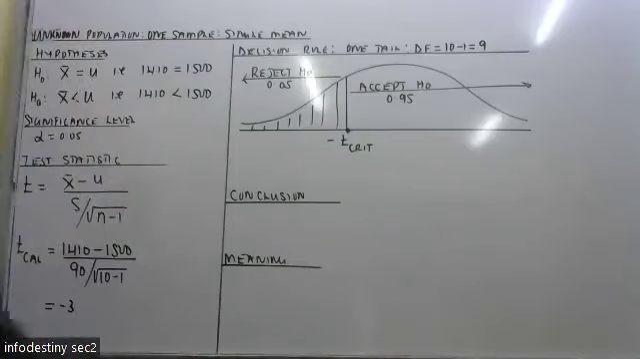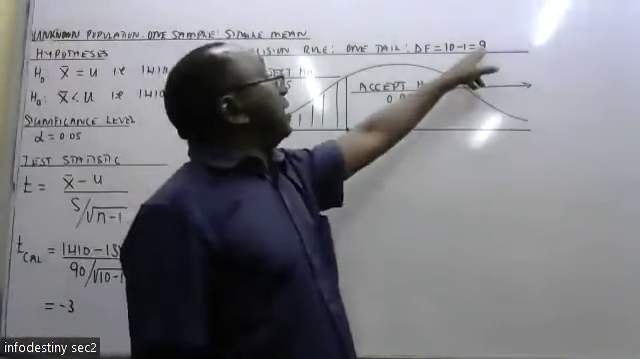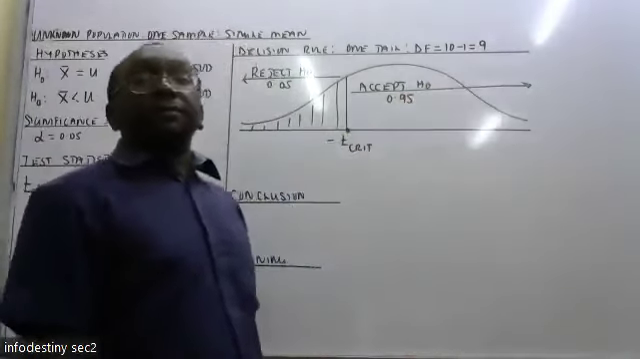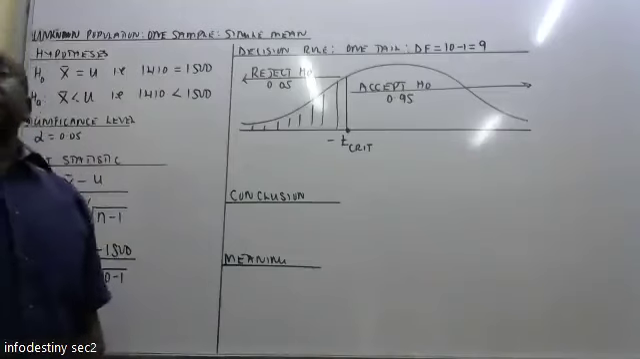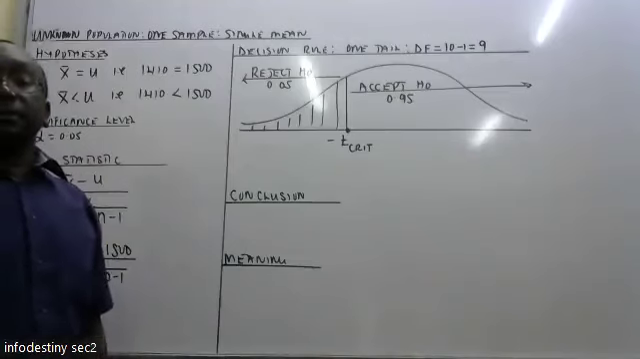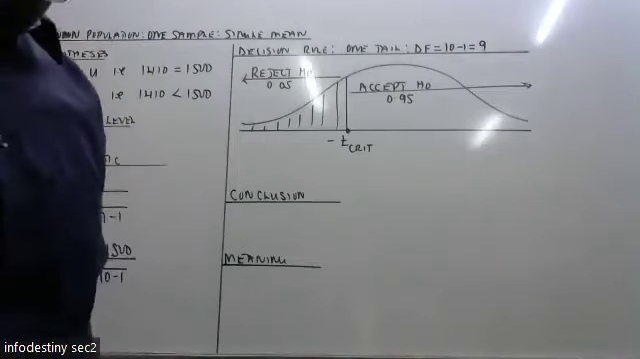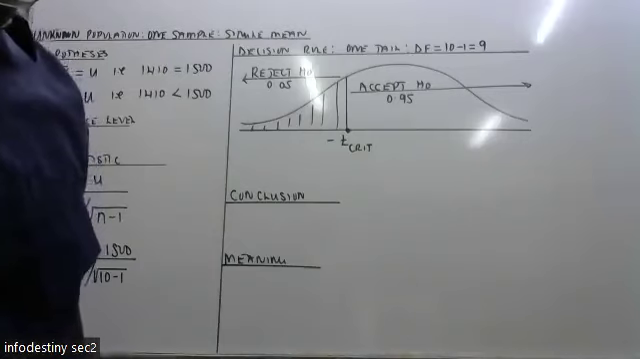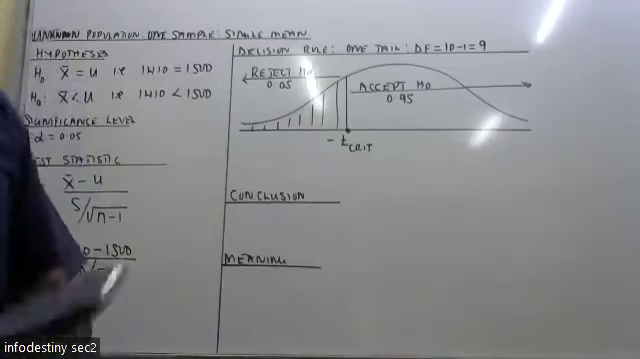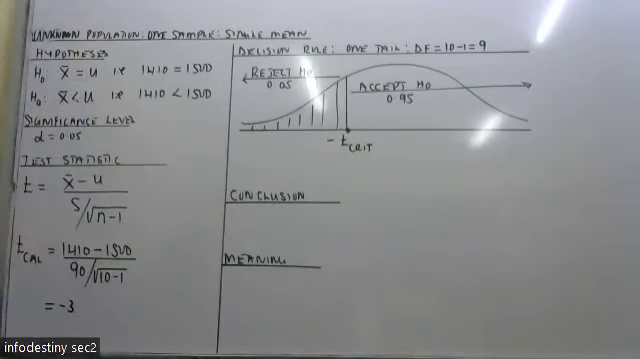You stop at where there is 95%, then you go down until 9 degrees. Tell me what is there. 9 degrees. I have a question. Why 9? Why 9? The degrees of freedom, 10 minus 1.